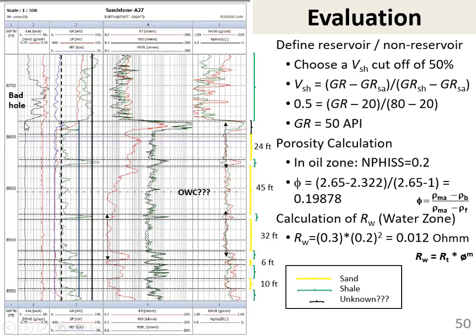You will notice that starting from about, so this is 8,750, 8,760, 70, 80, 90. So from about 8,785 down to the end of this section, you see that the caliper log is fairly constant. However, somewhere between 8,740 up onto 8,800 and 785, the caliper log shows a washed out section.